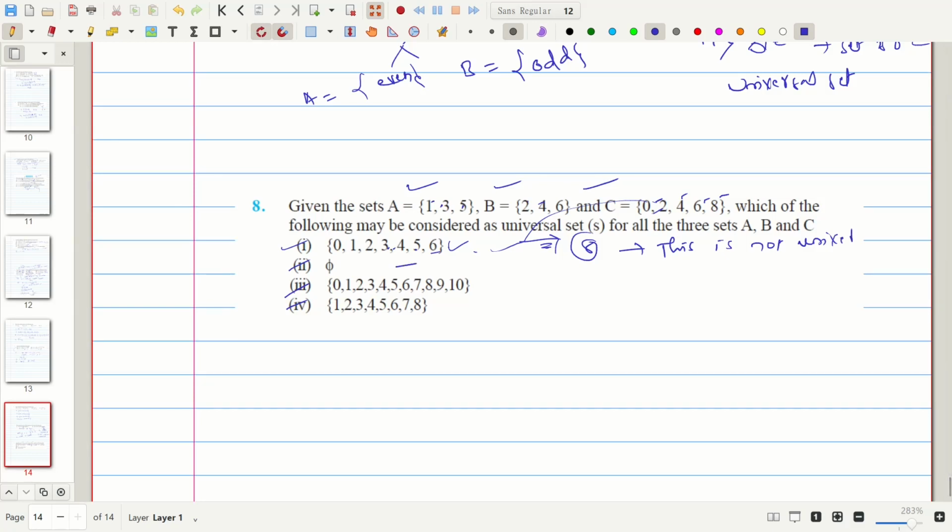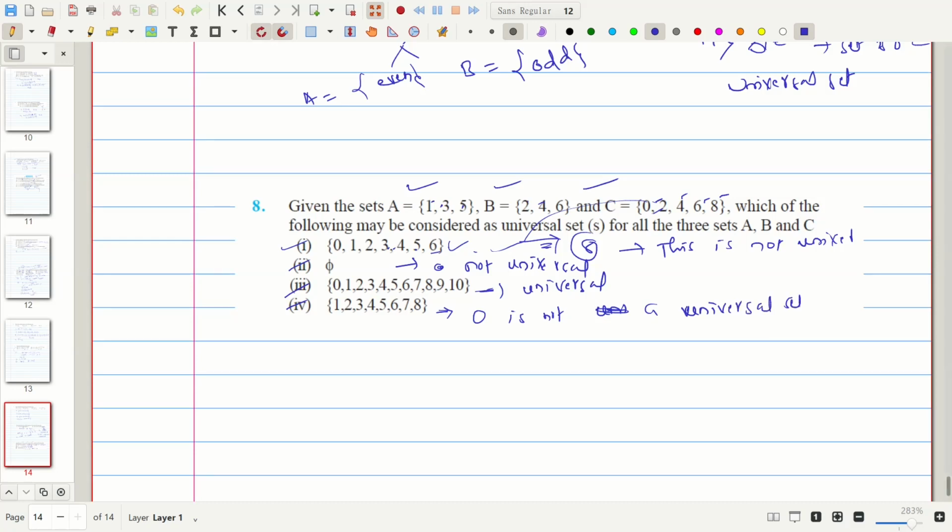And phi, so phi is empty, it does not contain an element. Therefore, it is not a universal set. And here next we can see 0 1 2 3 4 5 6, 1 3 5, 2 4 6 and 0 2 4 6 8. All the elements of sets A, B, C are there in this set, therefore we can say this is a universal set. And what about this one? 1 2 3 4 5, but 0 is not there here, therefore we can say this is not a universal set.